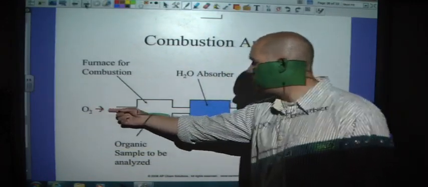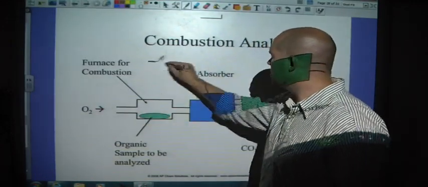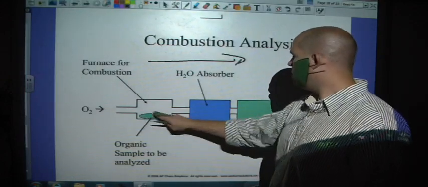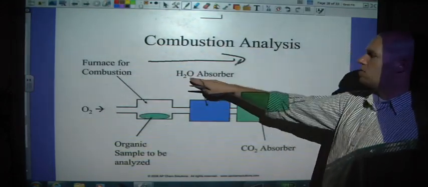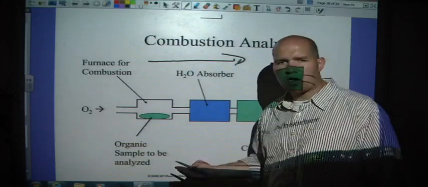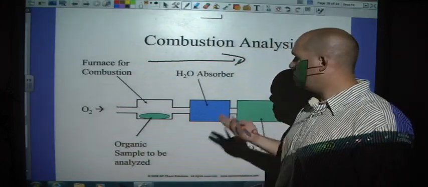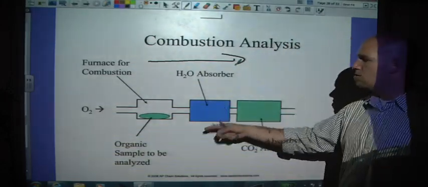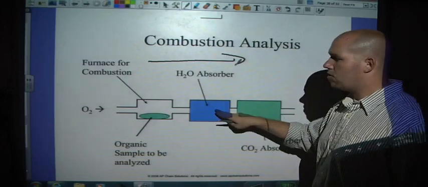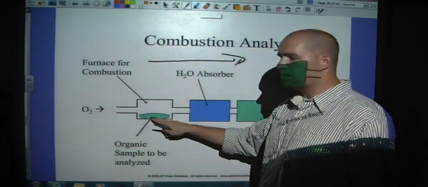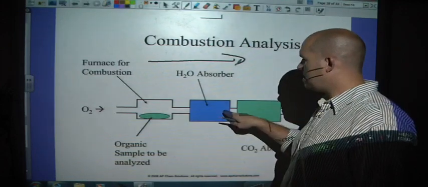Well, we're forcing oxygen through, so everything is traveling this way. Well, what do we have here? We have a water absorber. What's always a product of combustion? Well, two things, carbon dioxide and water. So the first thing this hits is a water absorber. So all the water that was made from combusting this will be contained in here.